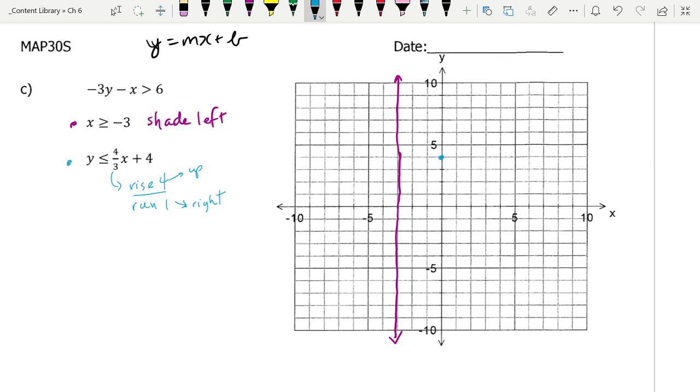Oh, that's supposed to be a 3, not a 1. Sorry. Thank you. So rise 4 and run 3. 1, 2, 3, 4, 1, 2, 3. Okay, I'm kind of out of room, so I'll go backwards. Backwards would be down 4 and left 3. Hey, they actually meet right there, which is kind of cool. Now, this one was a solid line because of the equal. This one's also a solid line, so I'm going to connect the dots with a solid line.